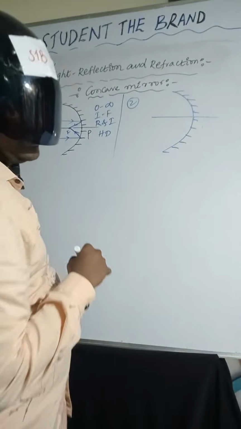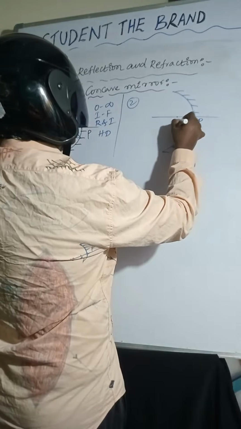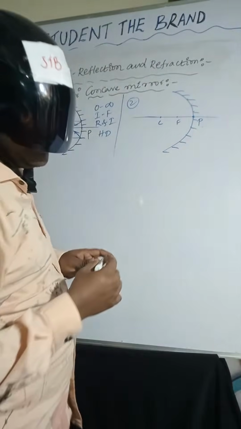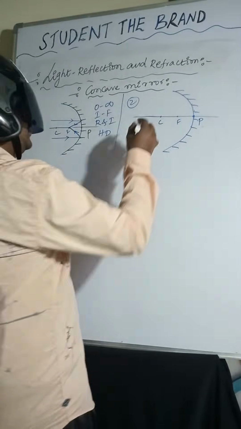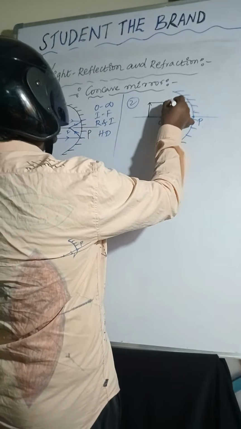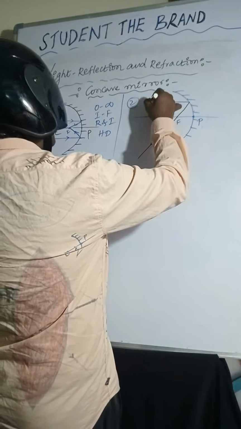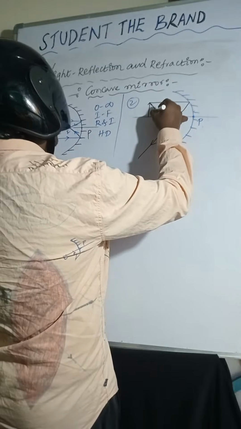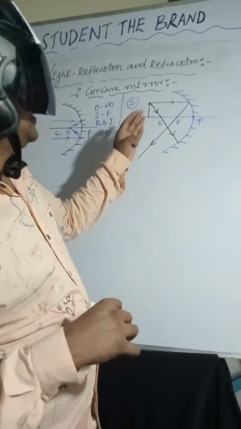So pole, focus, center of curvature. Object is placed beyond center of curvature. Here I am placing object. Okay, so one light ray I am taking like this. After reflection it passes through focus, and another light ray passes through center of curvature. So the image will form between C and F.